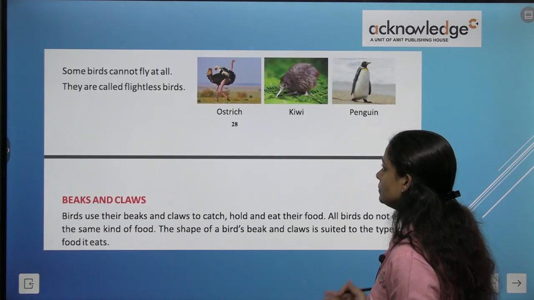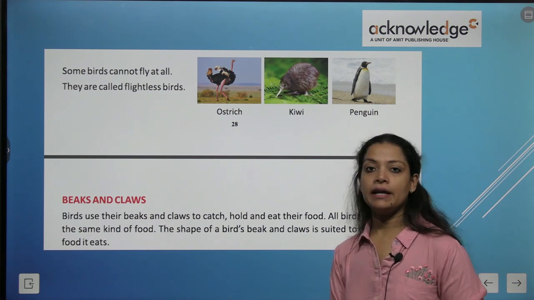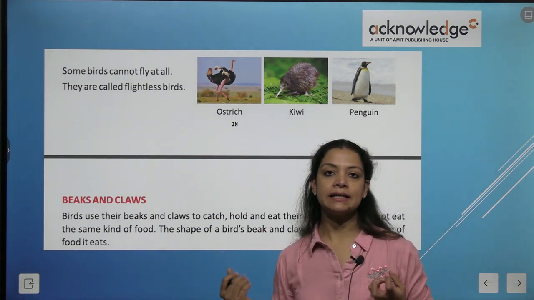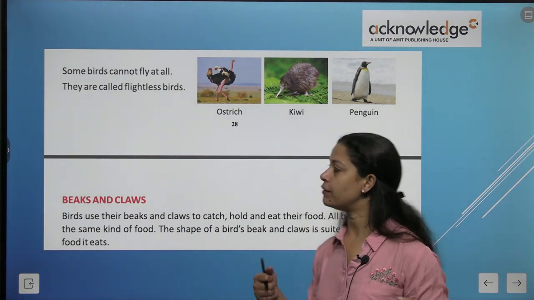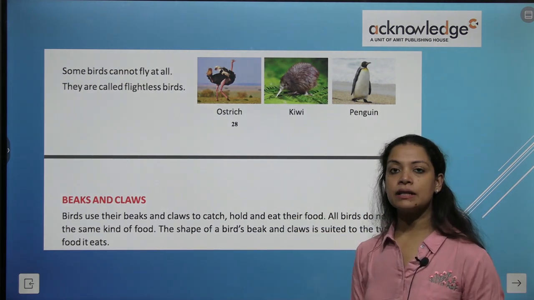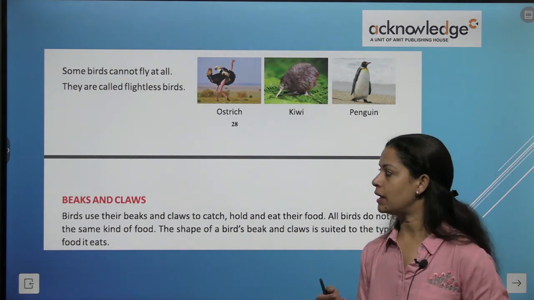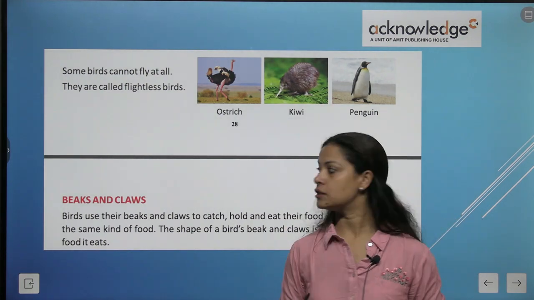Correct? Now some birds cannot fly at all. They are called flightless birds. They have been placed in the bird category, but they cannot fly. Example: ostrich, kiwi, and penguin. Alright, so they can run, they can hop, they can walk, but they cannot fly. These are called flightless birds.